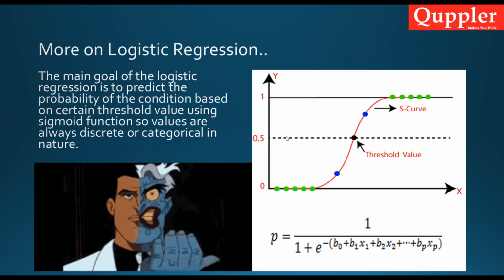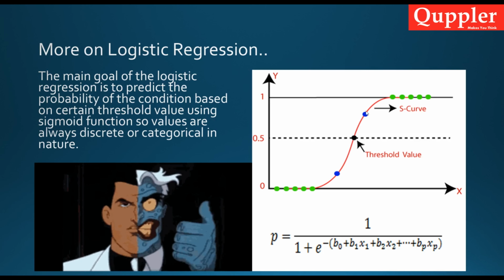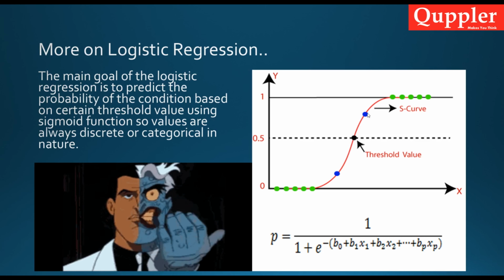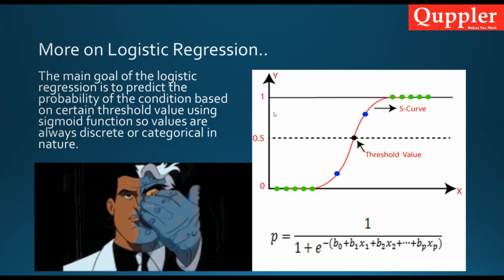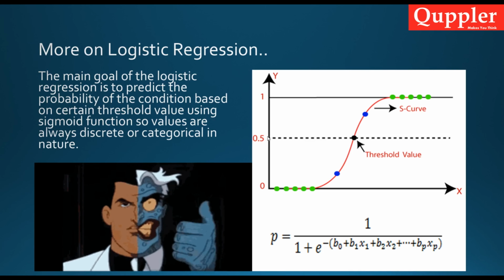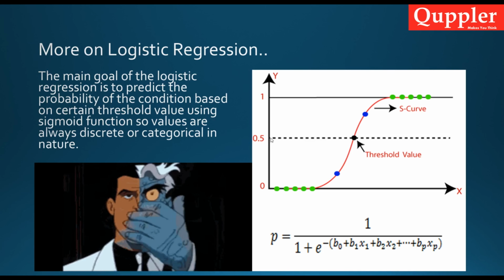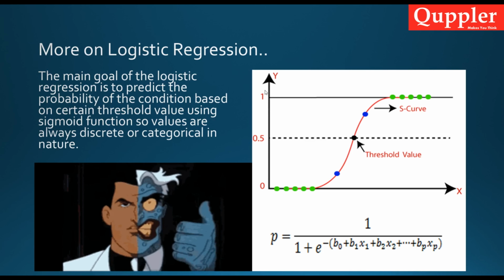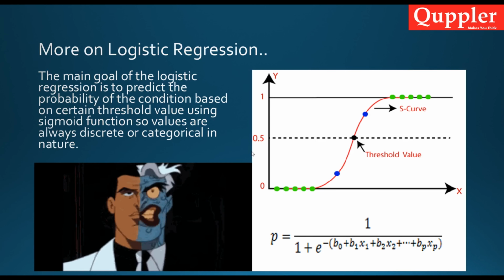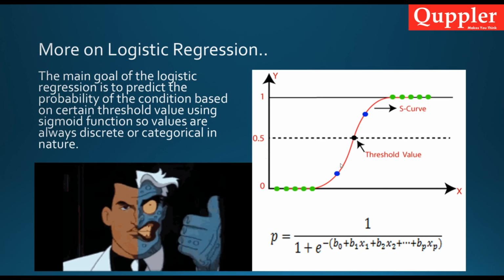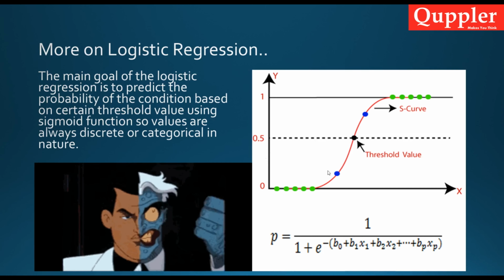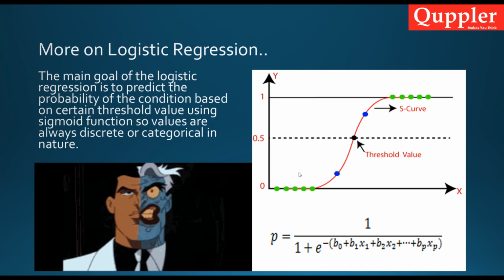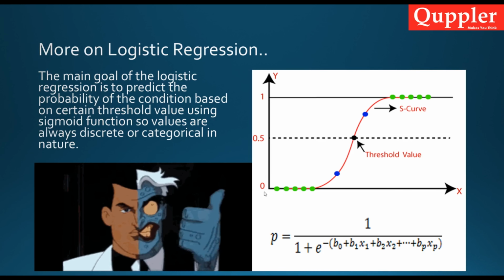Suppose this is one of my predicted values and it's greater than this threshold value of 0.5, if it lies above that, then in this case we always mark the probability as 1. In case this data point, the predicted value, lies below 0.5, in that case we are going to mark the probability as 0.